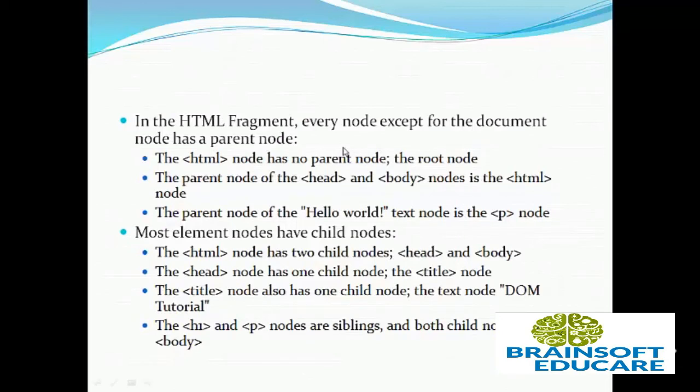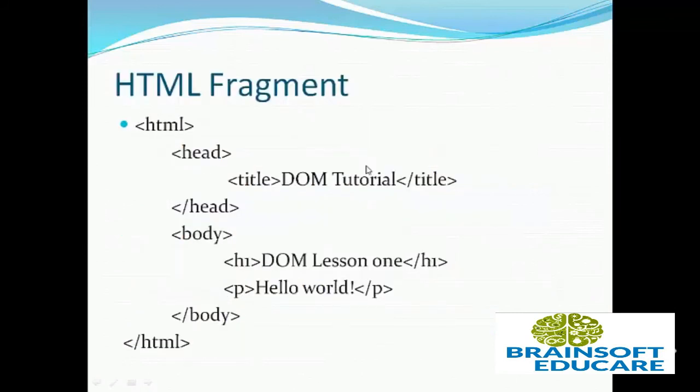In the HTML fragment, every node except the document node has a parent node. The HTML node has no parent node, it is the root node. The parent node of the head and body nodes is the HTML node. The parent node of the "Hello world" text node is the p node. Most element nodes have child nodes. The HTML node has two children, which are head and body, as described in this fragment. One is the head and the other is the body, which are the children of HTML.